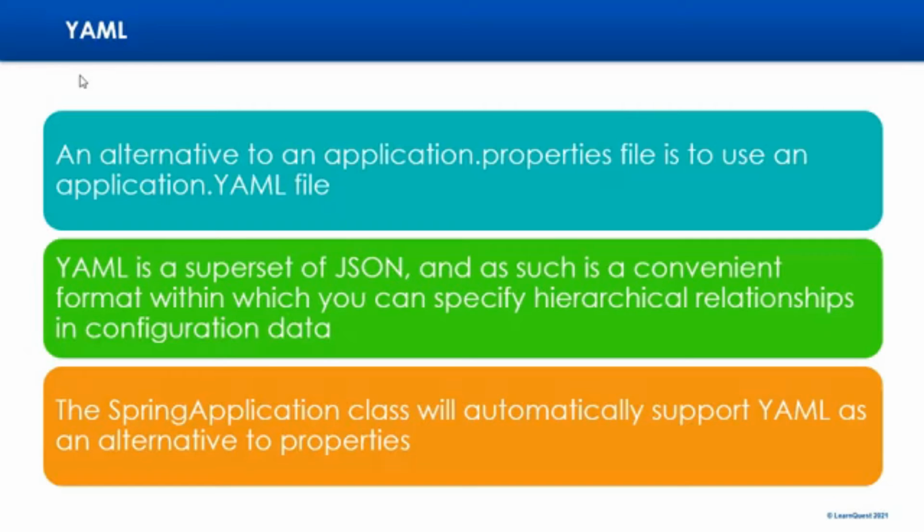Now, YAML files, an alternative to application properties. It's a superset of JSON, and it makes clear the representations with respect to parent-child relationships between our properties. Spring will automatically support such files as an alternative approach to properties.